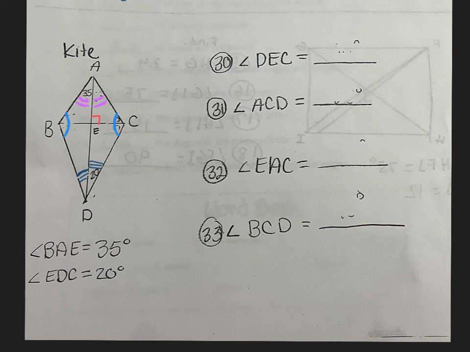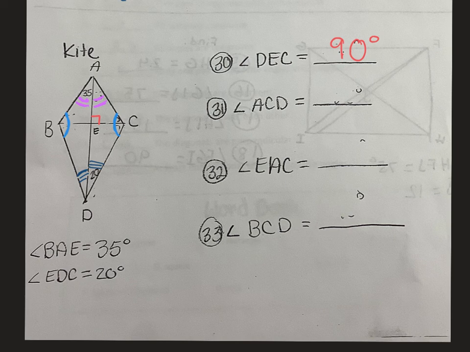Now, the first angle we're looking for is DEC. So what is that? 90. All right, the next one is ACD. 55. I'm guessing what's wrong. 125. I got 55. I got 125. 62. I got a blank. I don't know why I got 55.